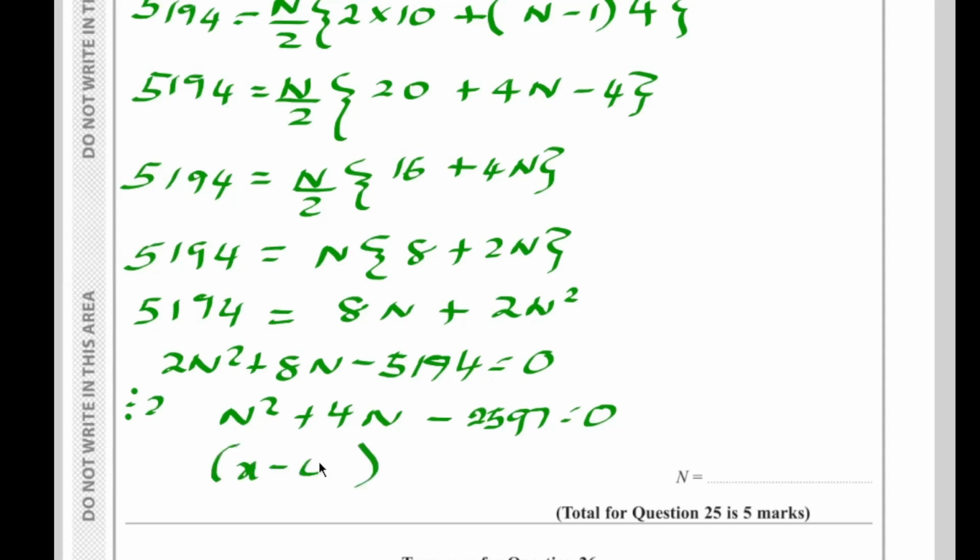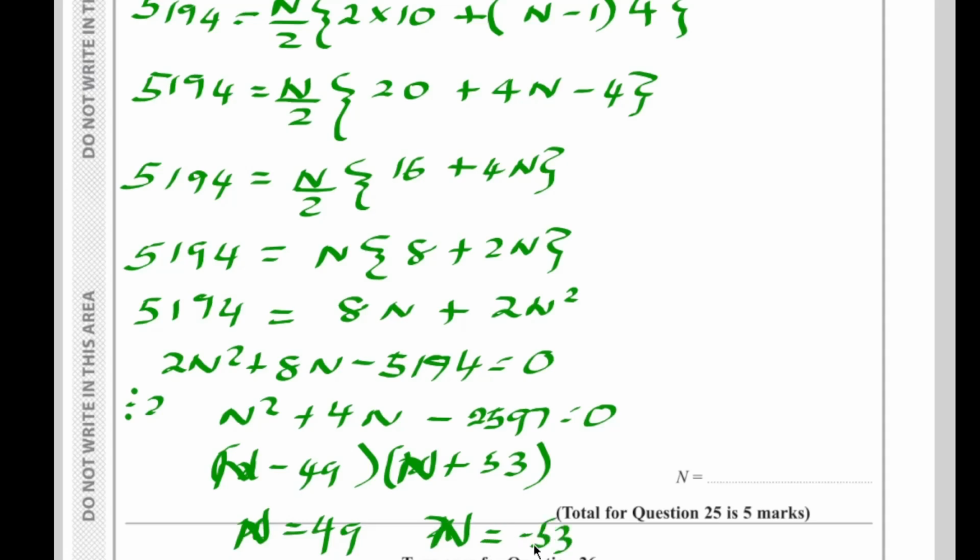x minus 49, x plus 53. So just show that you are getting answers x equals 49. So now you have to go ahead with n. Don't go ahead with x. n equals minus 53. Therefore, the possible n should be 49. Term position cannot be negative. Therefore, n equals 49.